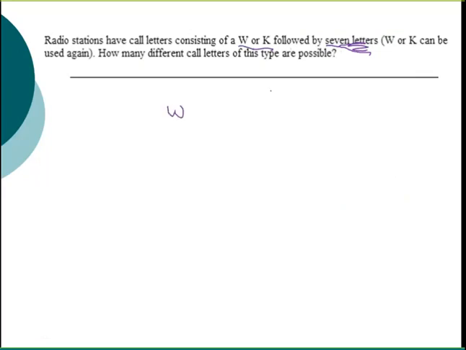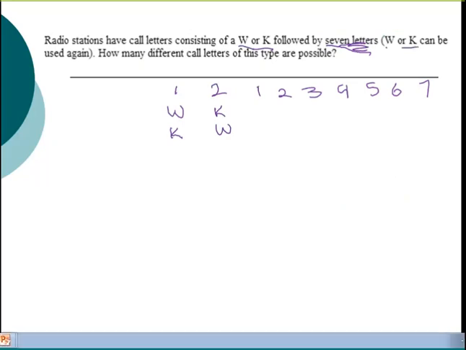So in the first position, I could have W. Second position, I could have K or W as well. And then here we've got 7 letters. Now in each one of these locations, we can have any of the letters, even including W or K. So we've got the whole alphabet in each one of those locations.